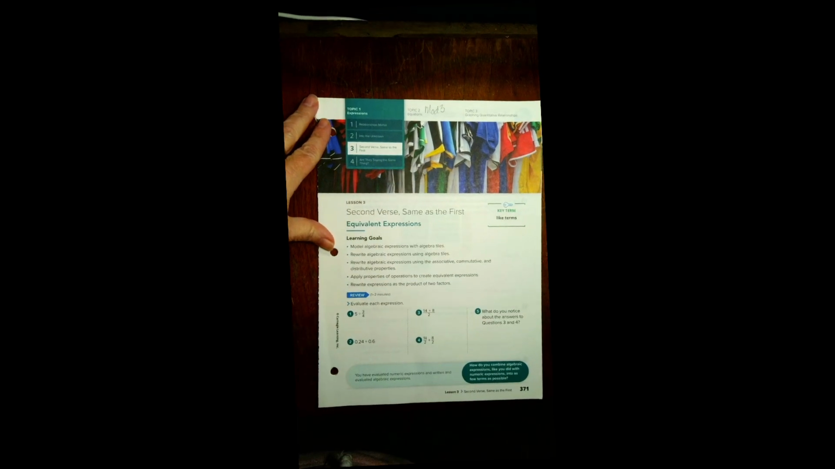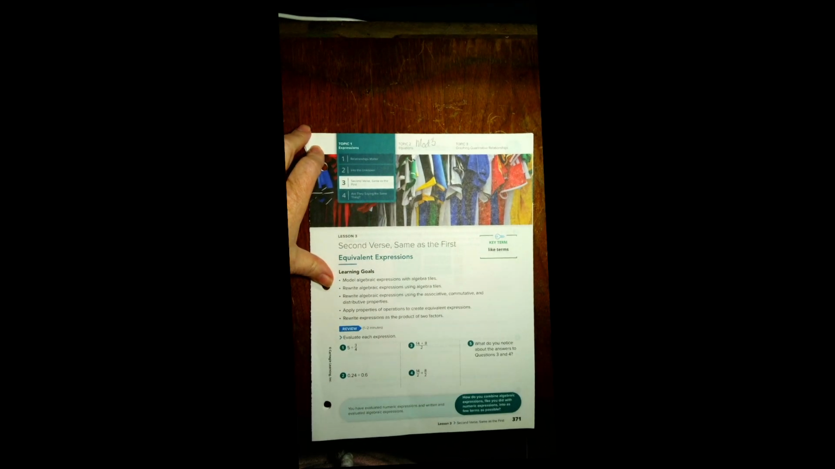I don't know why this is so blurry. I've been trying to get it to not be, but okay.